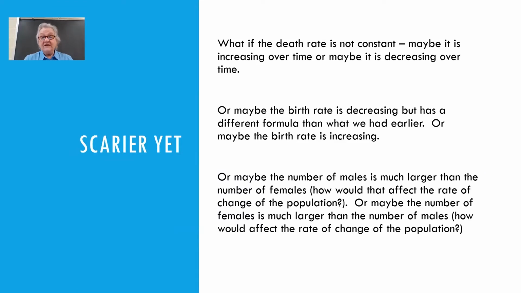What if the death rate is not constant? Maybe it's increasing over time. Maybe it's decreasing over time. Or maybe the birth rate is decreasing, but it has a different formula than what we had earlier. Or maybe the birth rate is increasing. Or maybe the number of males is much larger than the number of females. How would that affect the change in population? Or maybe the number of females is much larger than the number of males. How would that affect the rate of change of the population? So all sorts of complicated features.